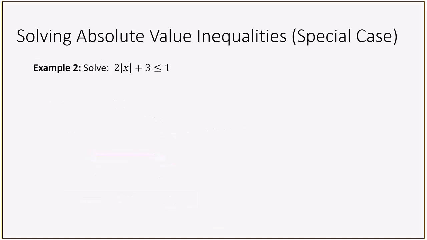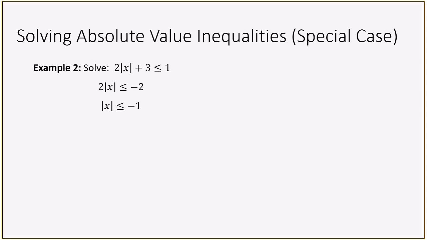Now, let's try and do it again. Let's solve for the absolute value, get the absolute value by itself before we start to split things. Don't get ahead of ourselves by just falling into the process. So I'm going to subtract 3 from both sides. I'm going to divide 2 from both sides, and now I have my absolute value is less than or equal to -1.